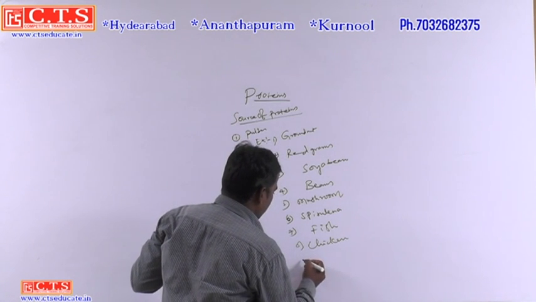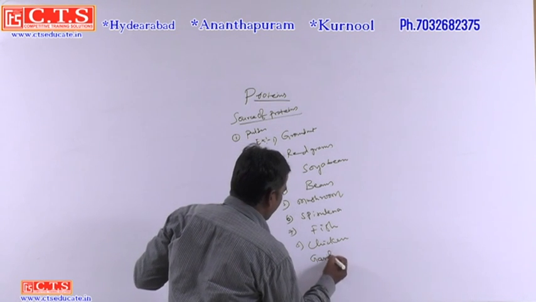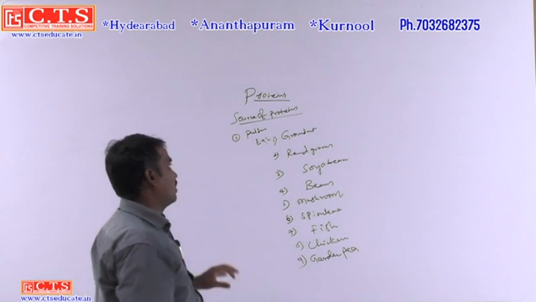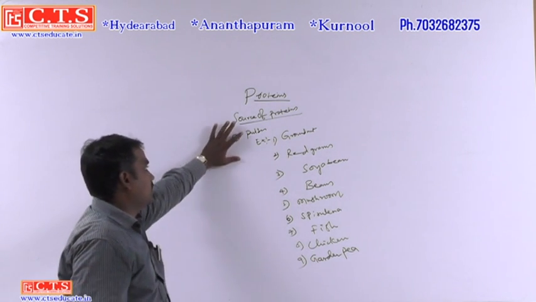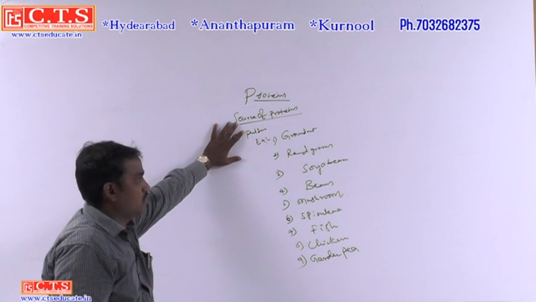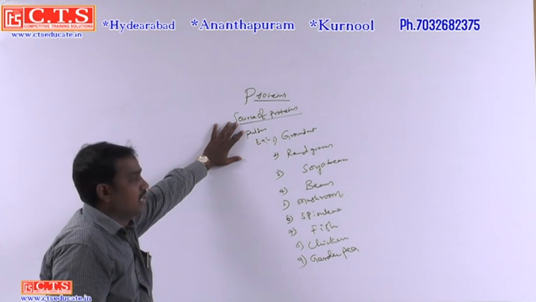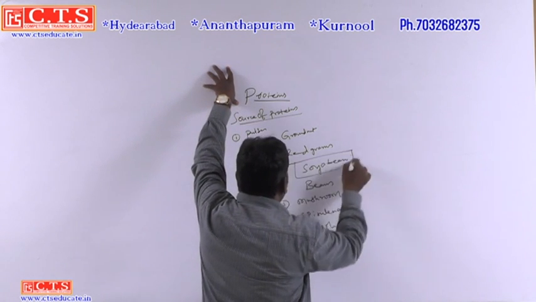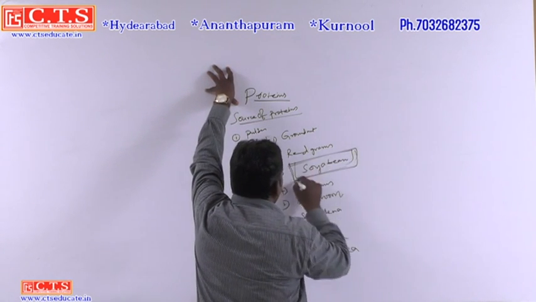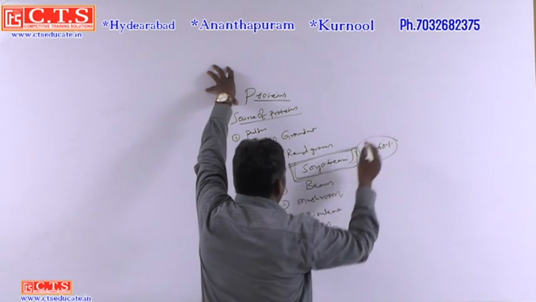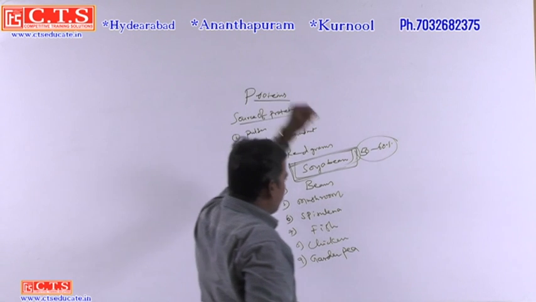Next one is Pisum sativum, garden pea. All pulses are sources of proteins. For example, groundnut is a source of protein. Number two, red grams, a source of protein. Soya bean is a main source of protein. 50 to 60% proteins are present in soya bean.